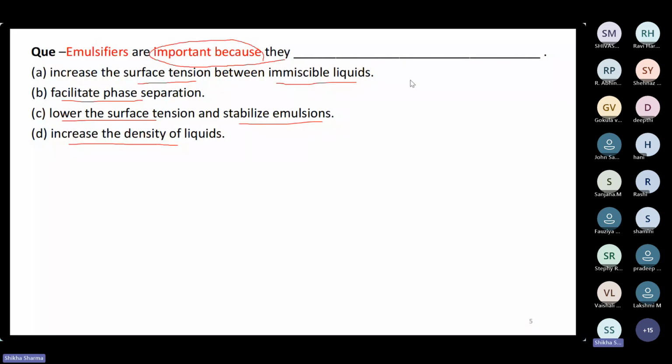I didn't understand. Can you please repeat, Shivsami? Everyone is saying C for this question, that it lowers the surface tension and stabilizes the emulsion.